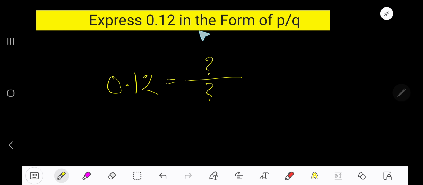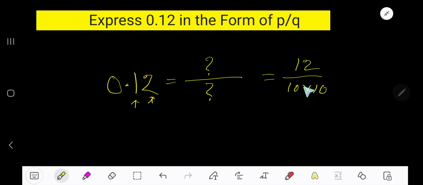Express 0.12 in the form of p by q. So we need a numerator and a denominator. For the numerator, just skip the decimal and write the number you are getting. After skipping the decimal, we are getting the number 12. And for the denominator, for every digit after the decimal, we have to consider 10 as a multiplication. Here we have 2 digits after the decimal, so I have written 10 times 10 as a multiplication.